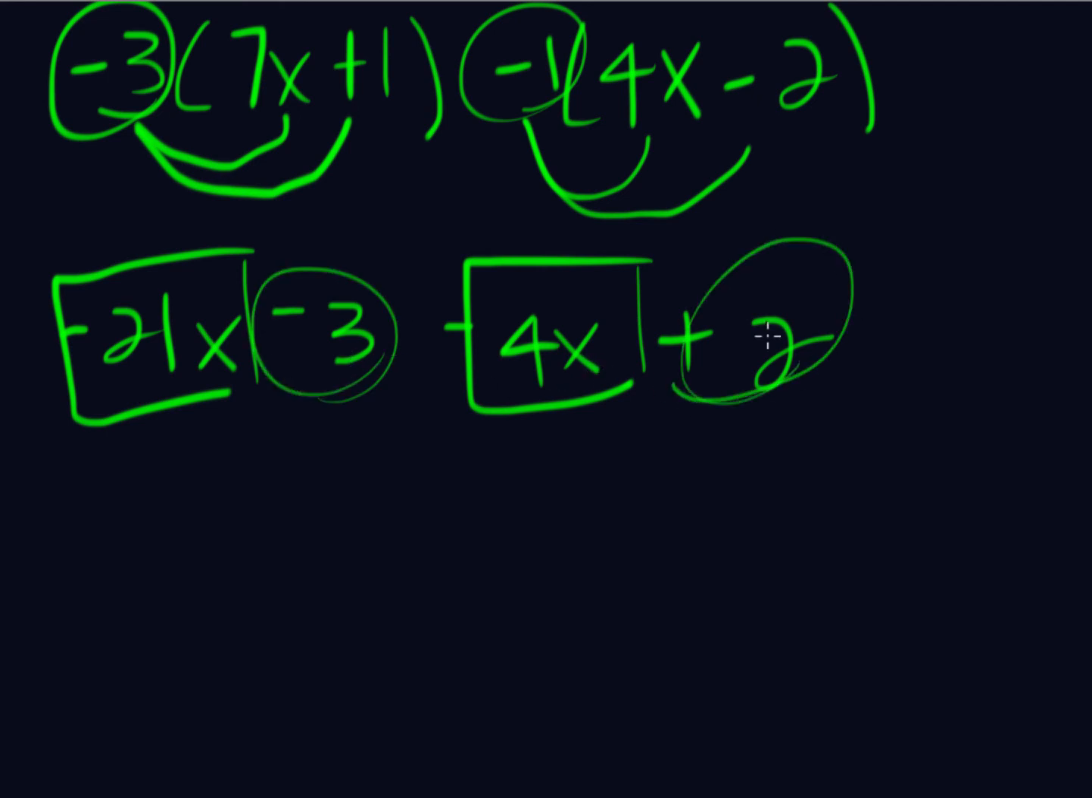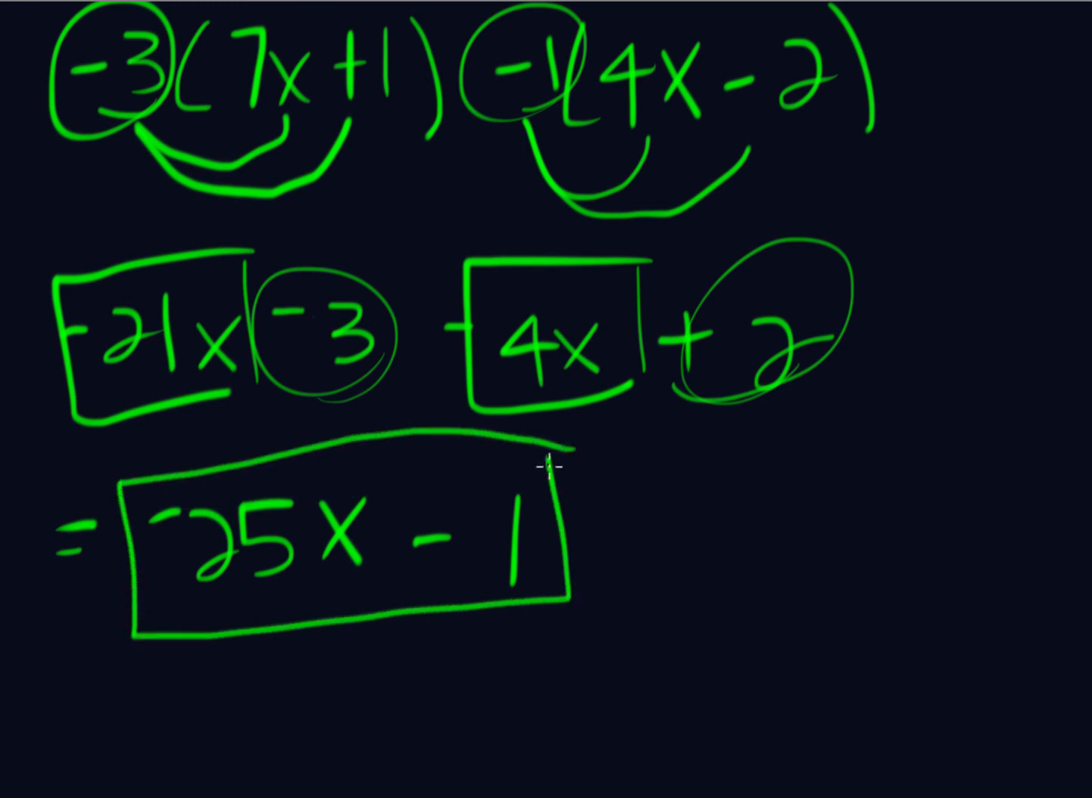I like to draw shapes around them, and the like terms have the same shapes, and that way I know visually whenever I get ready to combine those like terms that the same shapes come together. So I got two squares and two circles there. So a negative 21x and a negative 4x would give me negative 25x. And then a negative 3 and a positive 2 would give me a negative 1. And let me redraw that so you can clearly see it. Negative 25x minus 1 would be our final answer.